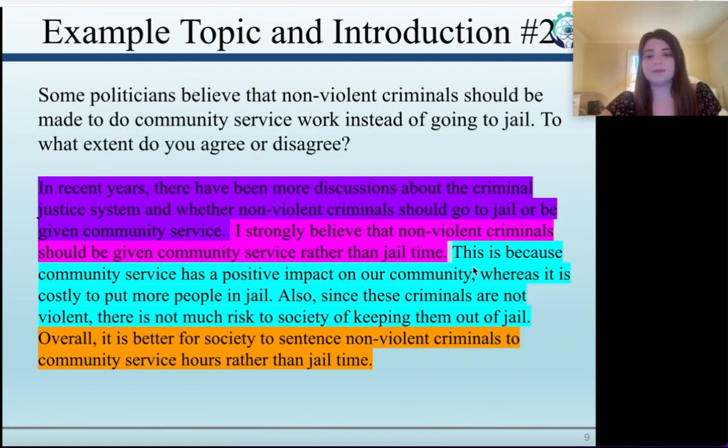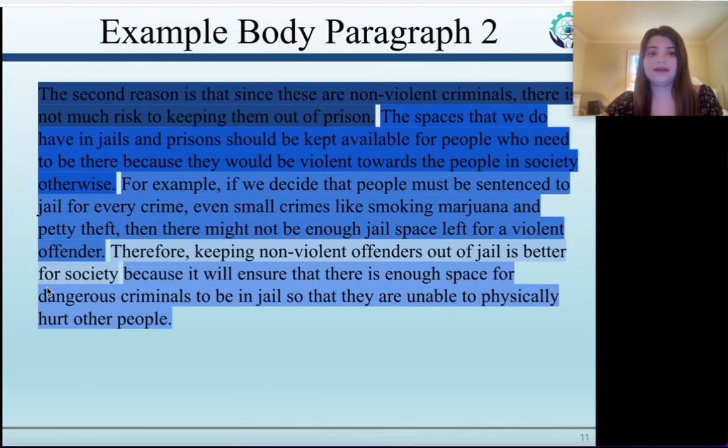Okay, so for paragraph 2, I'm going to go back to the blue part and look at what I said for the second reason why I believe that nonviolent criminals should be given community service rather than jail time. So what did I say here? I said, also, since these criminals are not violent, there is not too much risk to society of keeping them out of jail. Okay, so now I need to rephrase that as my very first sentence for body paragraph 2. I said the second reason is that since these are non-violent criminals, there is not much risk to keeping them out of prison. And now the next part is I need to further explain that point.